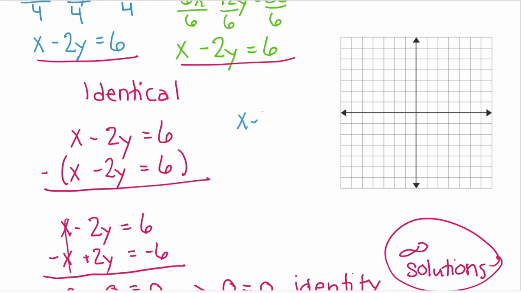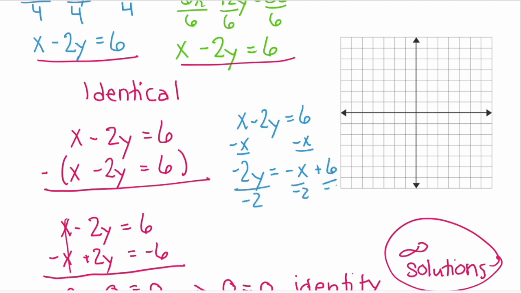So if we have x minus 2y equals 6, we subtract x from both sides. We have negative 2y equals minus x plus 6. Divide by negative 2. And the equation for our line is y equals 1/2 x minus 3. So we start by plotting that y-intercept of negative 3. And then we can use our slope of 1/2 to move up 1 and right 2. We can do that a few times to get enough points to give us a straight line.